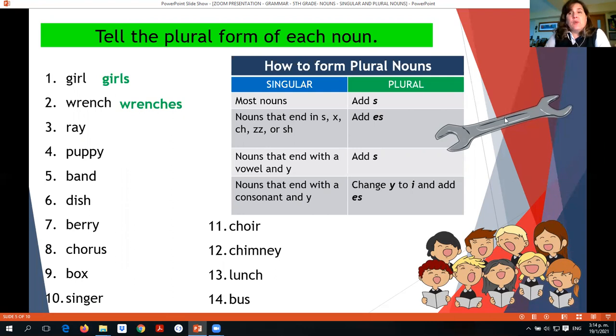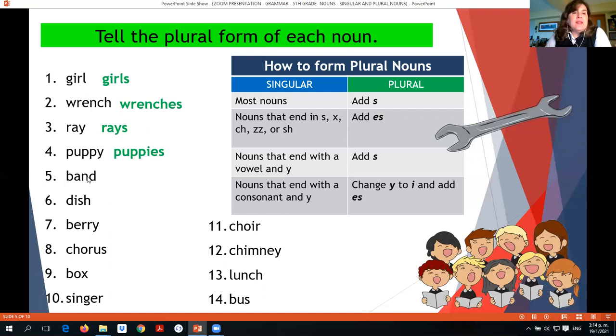A wrench, by the way, is this tool, okay? For ray, here we have vowel and Y, we have only to add an S. So we have rays, okay? For puppy, we have a consonant and a Y. In this case, we take out the Y, we replace it with an I, and we add ES. So we have puppies.